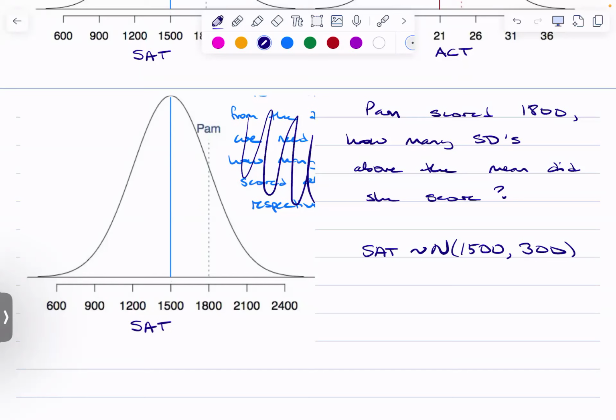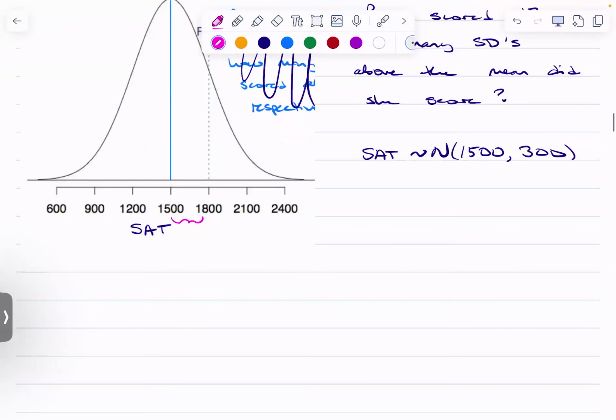You could find this distance and then divide it by 300, which is exactly what we're going to do. Even if you didn't have formulas, you would get there if you remembered that the overall goal is to find how many standard deviations it was. Then we can compare the number of standard deviations, and that's going to be standardized. So we want the distance between the mean and the score divided by the standard deviation.